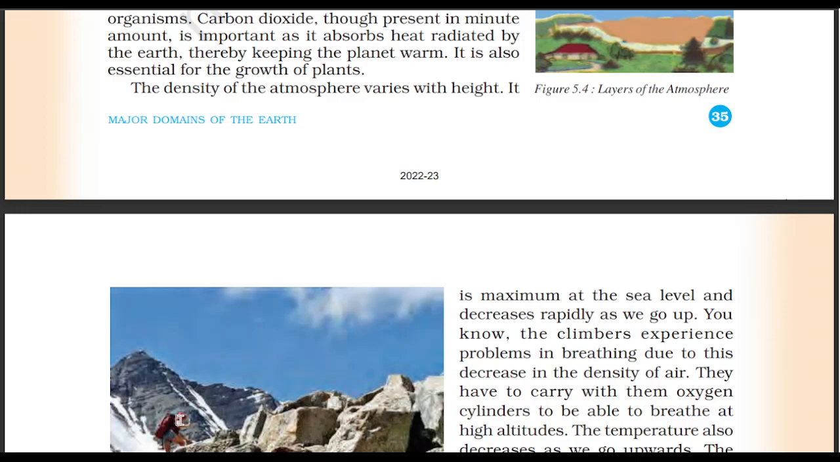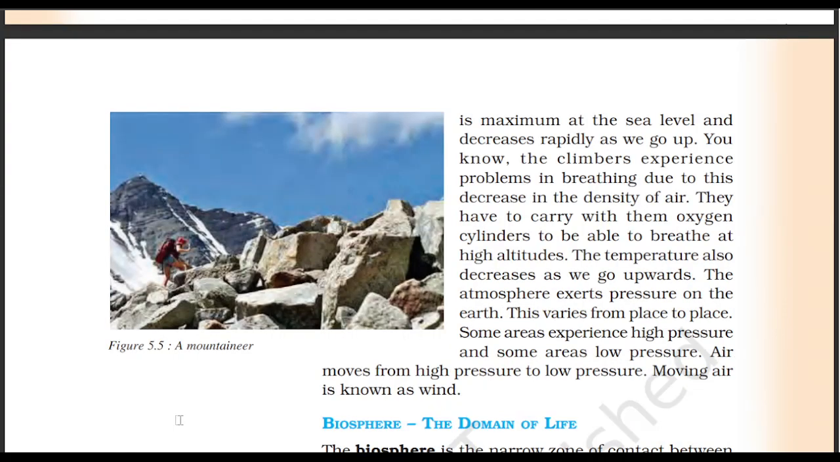The climber experiences problems in breathing due to this decrease in the density of air. They have to carry an oxygen cylinder to be able to breathe at high altitude. The temperature also decreases as we go upward.